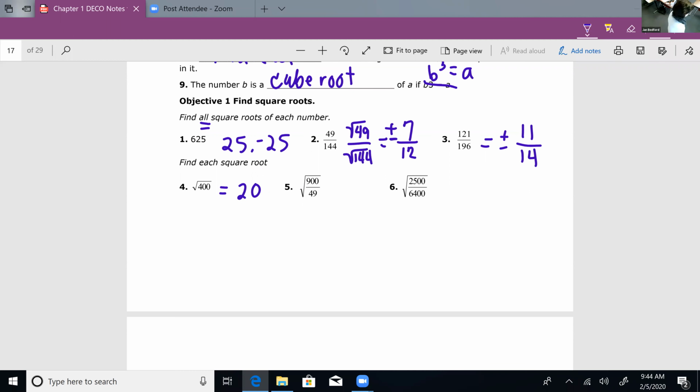Now, see if you can do the square root of 900 over 49. We can separate it into the square root of the top over the square root of the bottom. That's perfectly legal. And that's going to give us what? 30 over 7. And again, it's just the positive because the square root sign was there. Okay, look at number 6.